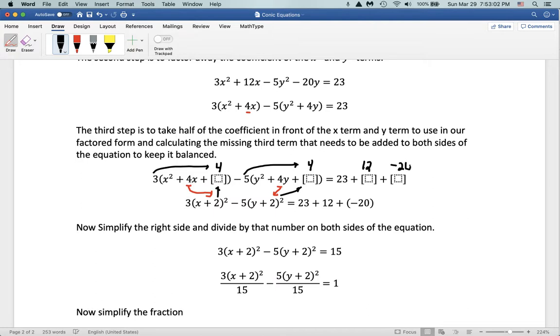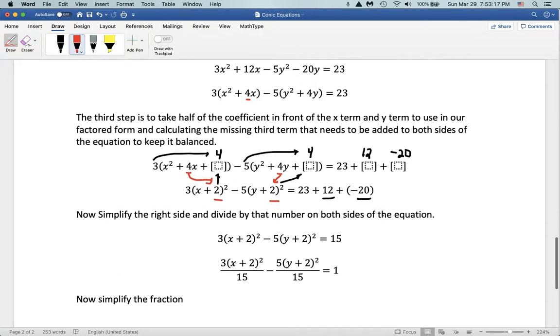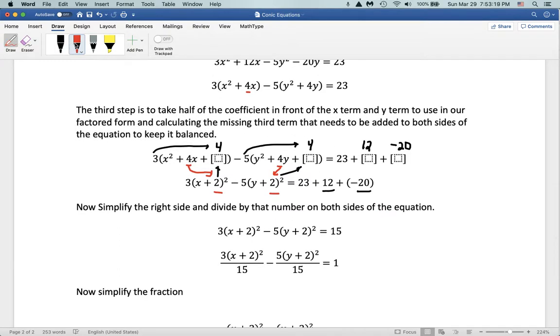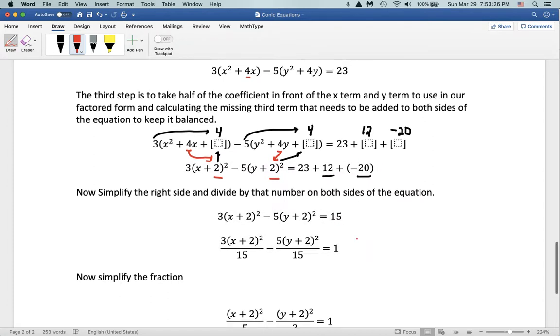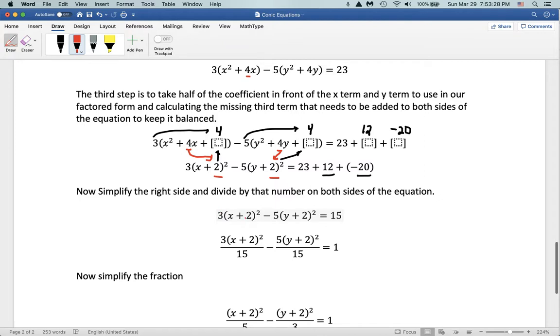And that's where I got these 3 terms down here. That's where I got that term, and then those 2 red terms, this 2 and this 2, were half of these. So basically, I've written the same expression. I've just added a little extra into both sides of the equation. Now what I'm going to do is I'm going to simplify. When I simplify and add these terms together, I get 15. So I have a 3 parentheses x plus 2 squared minus 5 parentheses y plus 2 squared equals 15.